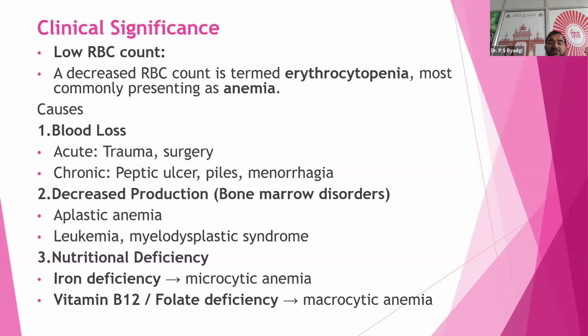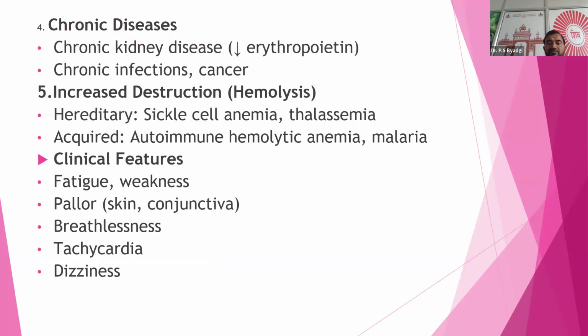Decreased production, especially if there are bone marrow disorders, is very common in case of aplastic anemia, leukemia, myelodysplastic syndromes, and nutritional deficiency, where iron deficiency is very, very common. That's hypochromic microcytic anemia; these features are seen in case of iron deficiency anemia. Vitamin B12 and folate deficiency cause macrocytic anemia.